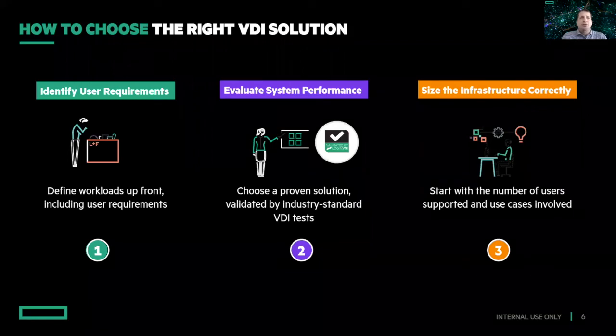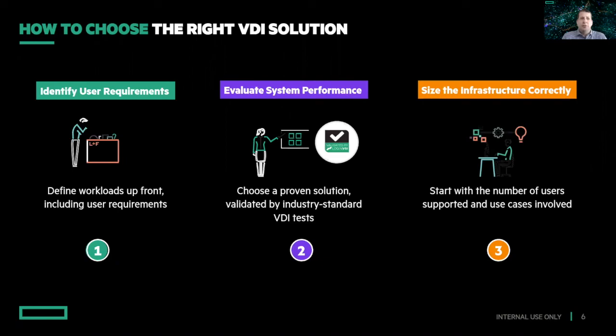First off, how do you choose the right VDI solution? Well, there are three things that you need to do to successfully deploy a VDI environment. The first thing you need to do is identify user requirements, define those workloads up front. Evaluate system performance, choose a proven solution. And lastly, size the infrastructure correctly. Start with the number of users supported and the use cases that you're trying to solve.